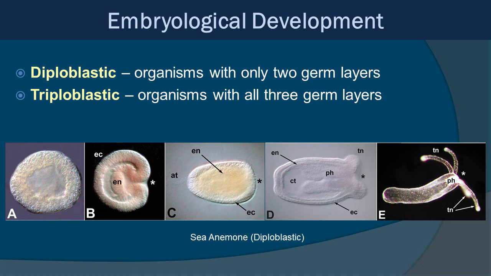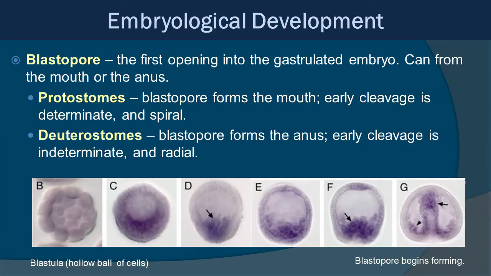An example here is the sea anemone, which is a diploblastic organism. So as that ball of cells in A starts to divide and they start to form tissue layers in B, they only form ectoderm and endoderm. And then, of course, it progresses through C, D, and E until you see your modern anemone.